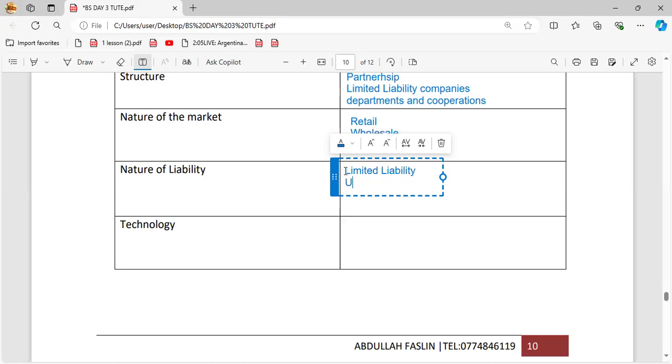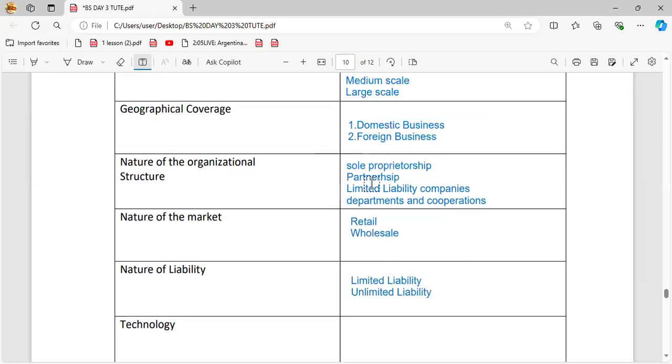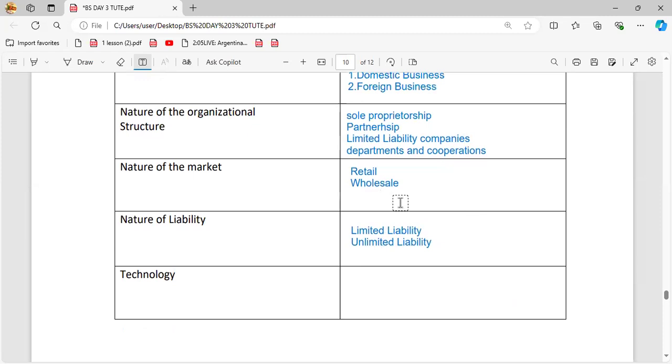Limited or unlimited. Limited means if you are in debt, you don't have to sell your personal vehicle or houses and settle the debt. Unlimited means if you don't have money to pay others, when it comes to your business, if your business is bankrupt, you have to sell your personal assets. At least you have to sell those things and settle the debt. We are learning what is limited and what is unlimited. For some businesses, liability is limited, but for some businesses, liability is unlimited. We are learning those things in detail.